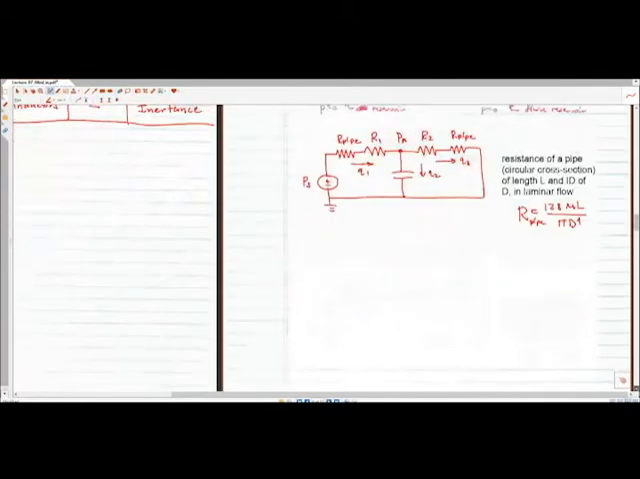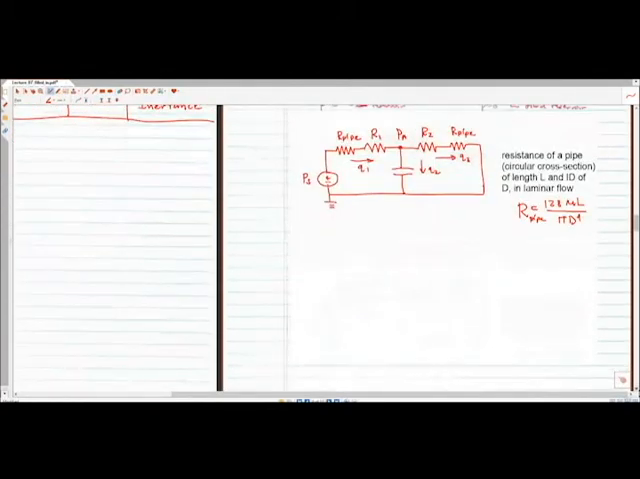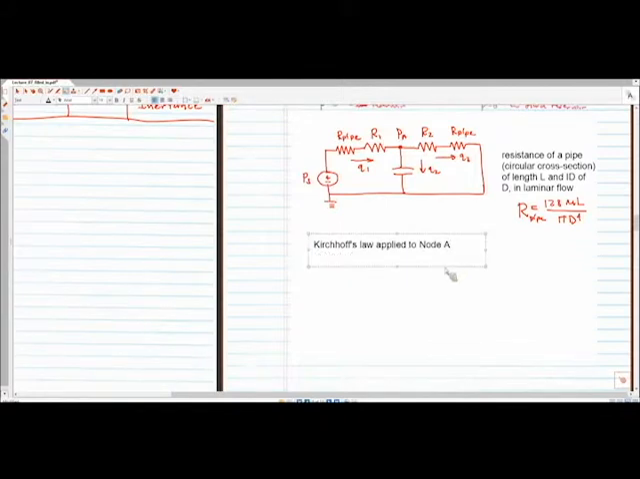Okay, so just like we did with magnetic circuits, and also electrical circuits, we're going to be using Kirchhoff's laws for all of these. And so the very first thing we're going to do is look at node A. So Kirchhoff's law applied to node A.